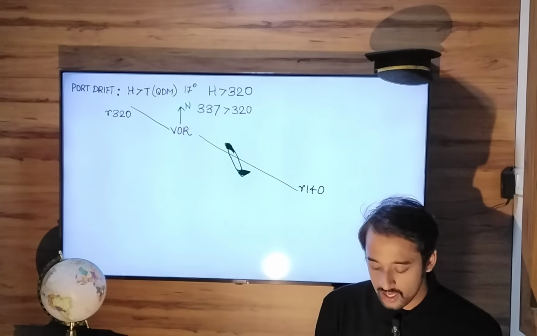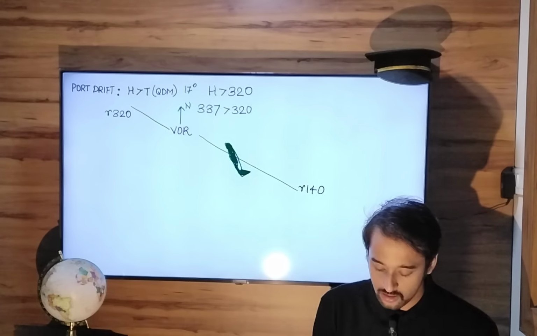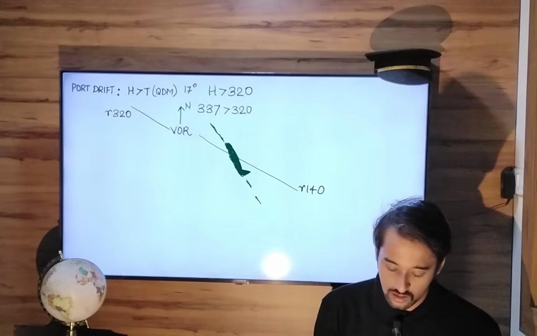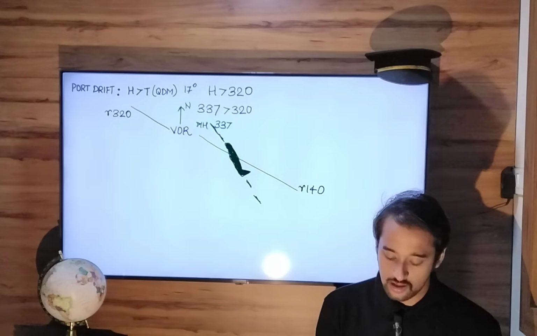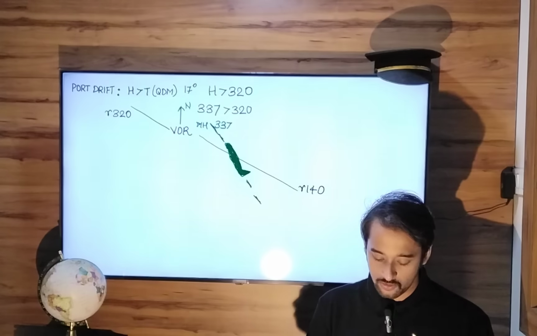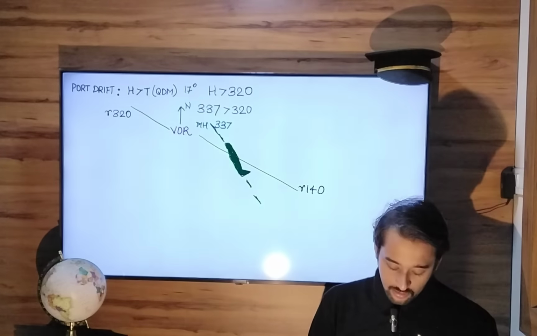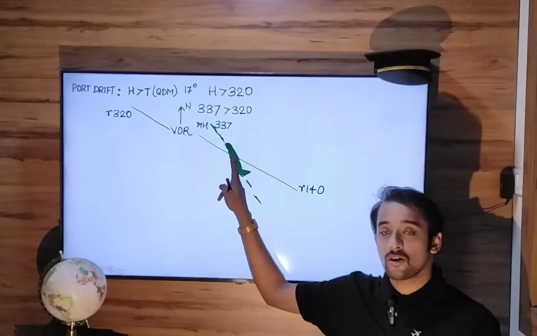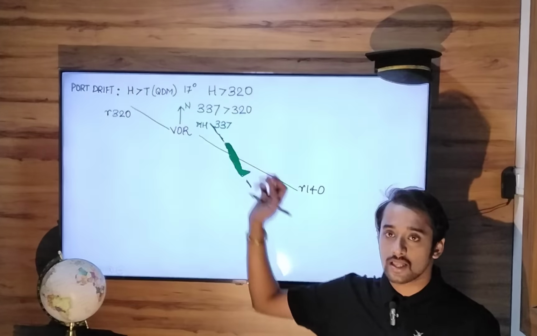It is pointing a little bit right hand side of 320. So 337 is your magnetic heading. Okay, 337, right hand side of 320. So this will be your VOR. Now we have drawn the position of VOR. We have drawn the position of aircraft on radial 140. We have shown magnetic heading of 337.